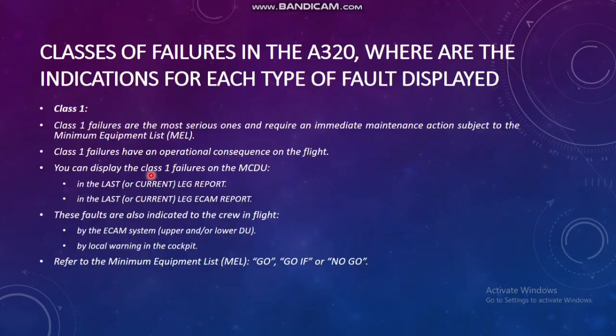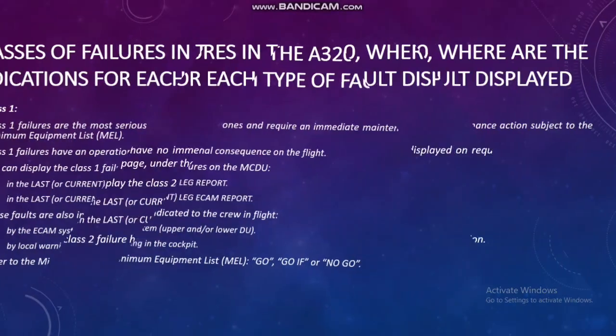You can display the class 1 failure on the MCDU in the last or current leg report, or the last or current leg ECOM report. These faults are also indicated to the flight crew in flight by the ECOM system upper or lower display and by local warning in the cockpit. If you go through the MEL, it can be go, go if with condition, or no go. There will be a mention in the MEL. For the MEL, I have already uploaded a video in my interview questions.